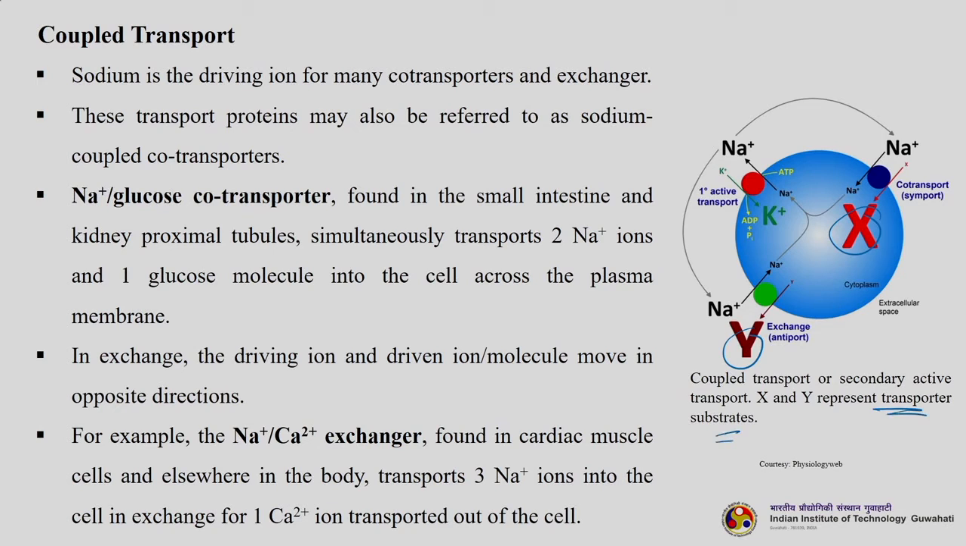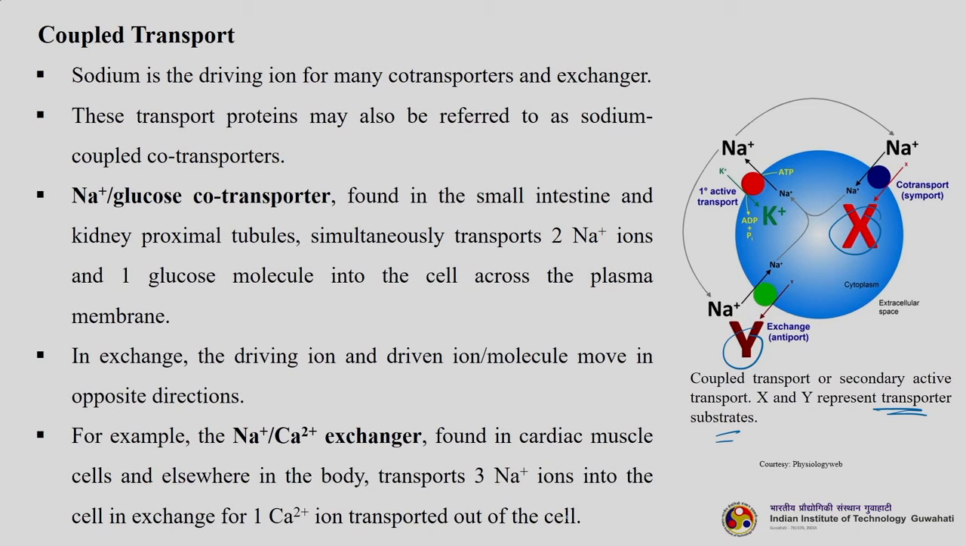An example is the sodium glucose co-transporter found in the small intestine and kidney proximal tubules, which simultaneously transports 2 sodium ions and 1 glucose molecule into the cell across the plasma membrane. This is how it happens. You can see here how it happens by different mechanisms. One is called antiport, another is called symport. This antiport and symport we will discuss at the end of today's lecture.